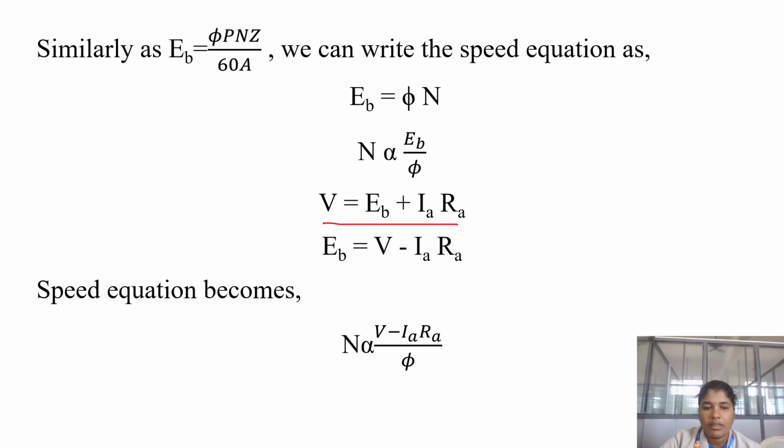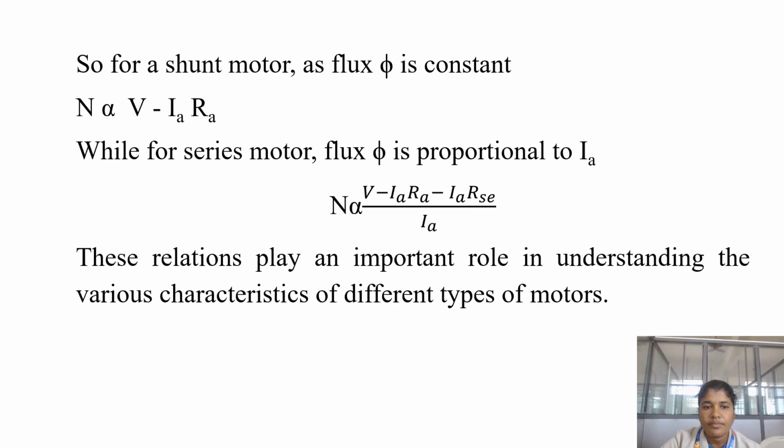For the speed equation, the speed N is proportional to EB divided by phi, that is, V minus IA RA divided by phi. For a shunt motor, the flux is constant, so N is directly proportional to V minus IA RA. For a series motor, the flux is proportional to IA, so N is directly proportional to V minus IA R divided by IA.